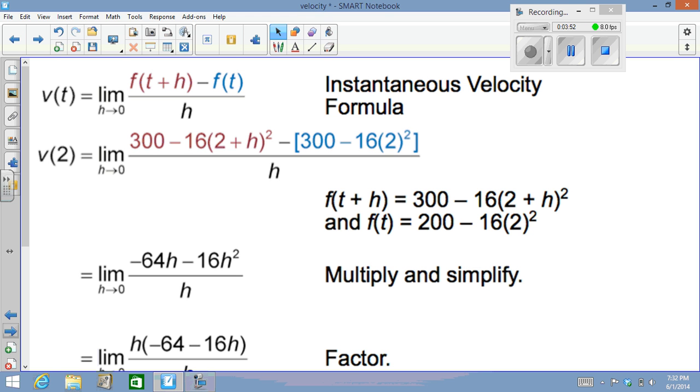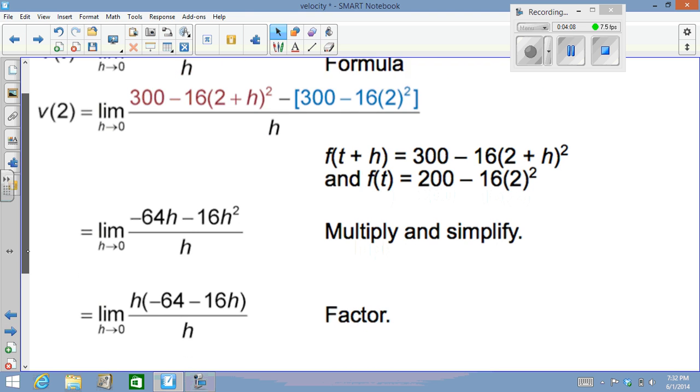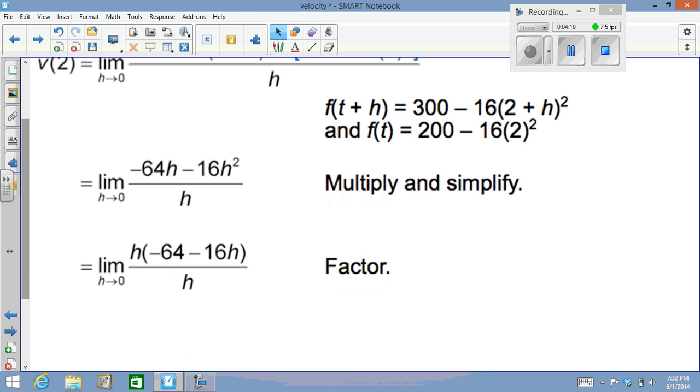So I'm going to have 300 minus 16 times 2 plus h, because my time that I'm interested in is 2 plus h, minus the f of t, which was 300 minus 16 times 2 squared. I'm going to substitute that all out, and when I substitute that all out, I'm going to end up with my limit. And my limit is going to be simplified the same way that I've been simplifying them all along.